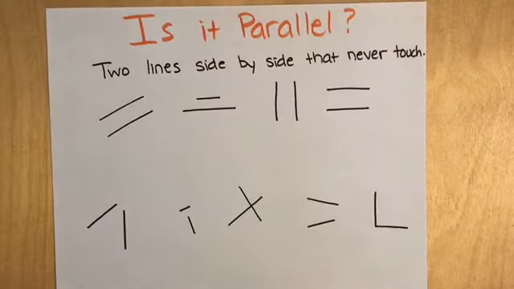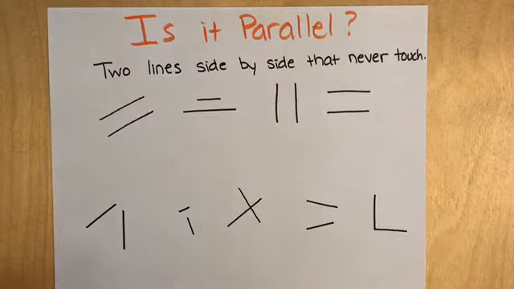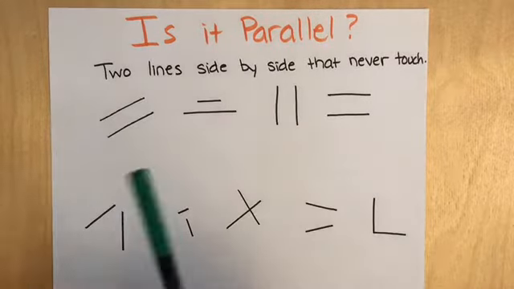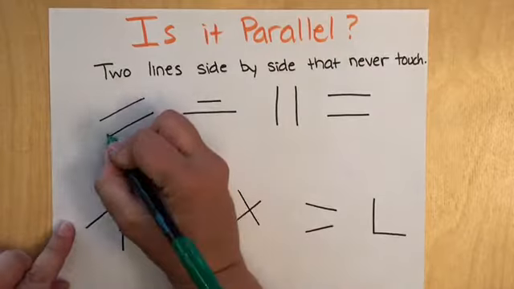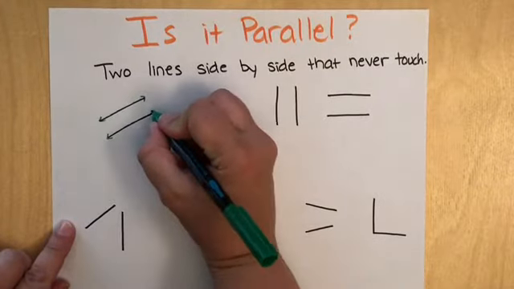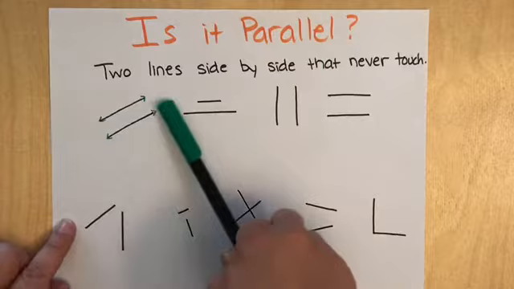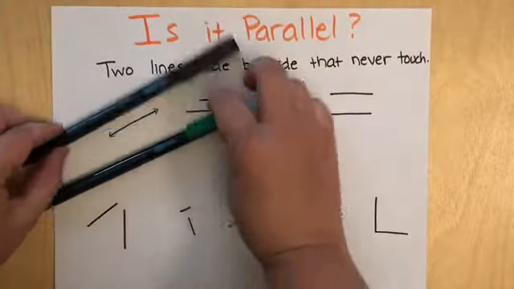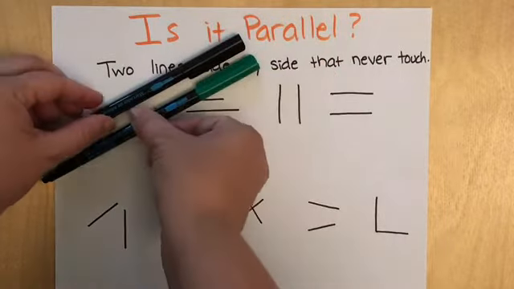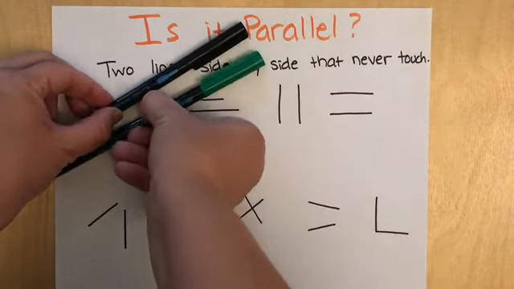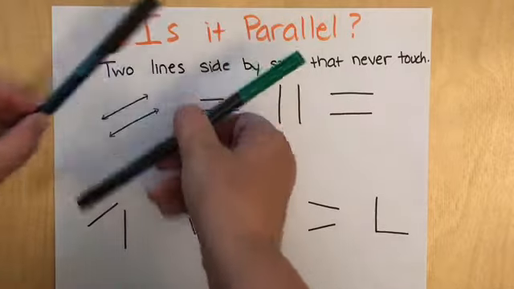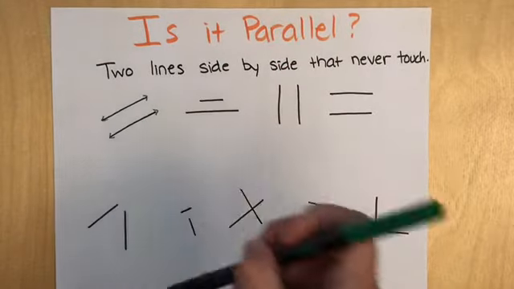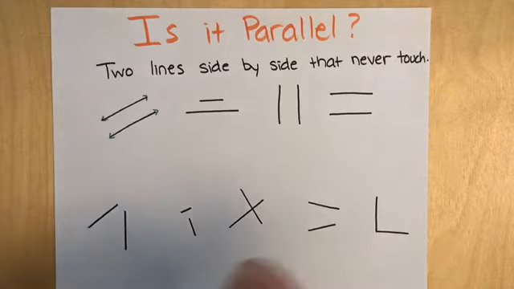The next word that you guys need to know is parallel. So parallel means that you have two lines side by side that never touch. So let's take a look at these lines right here. If these lines were to go on forever, like they had arrows on them, and they kept growing and going forever and ever in both directions, if they're side by side but they never will touch, even if they go on forever, that makes them parallel. So these are parallel right here because they would never touch.